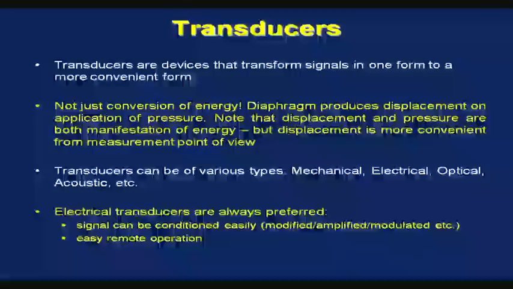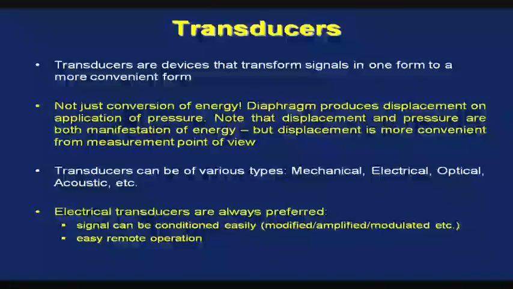Let's take example of diaphragm. You imagine a thin metallic diaphragm or thin non-metallic diaphragm which will produce a displacement on application of pressure. So, the diaphragm receives pressure as input and gives displacement as output. So, it works as a transducer. Note that both displacement and pressure are manifestation of energy, but displacement is more convenient from measurement point of view.